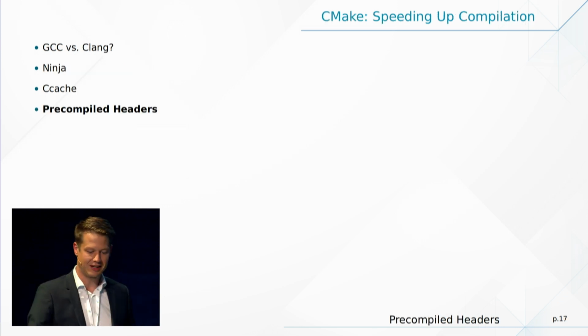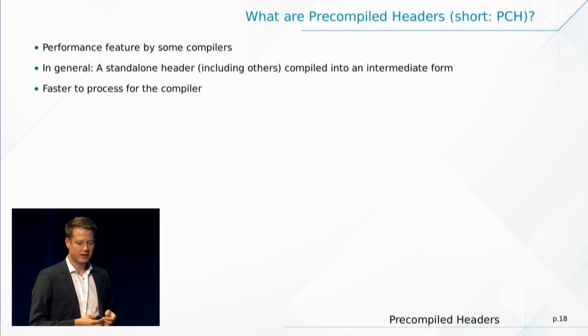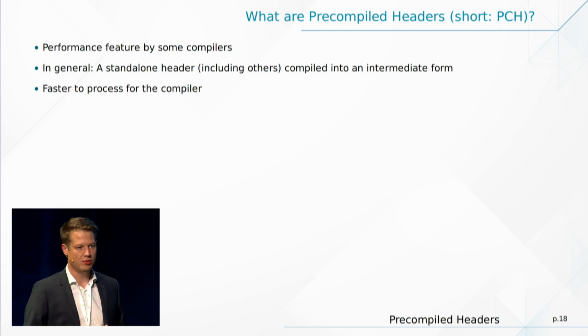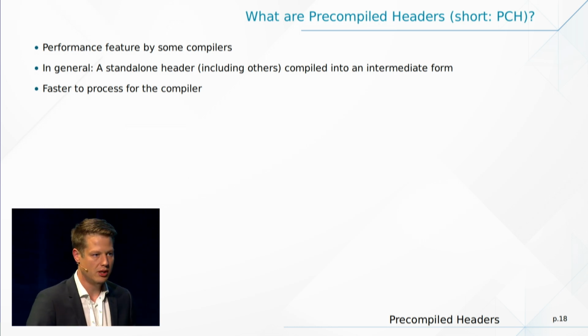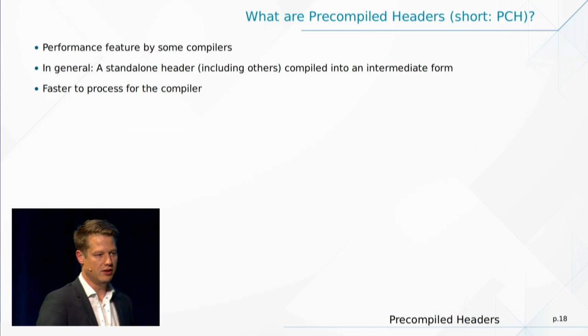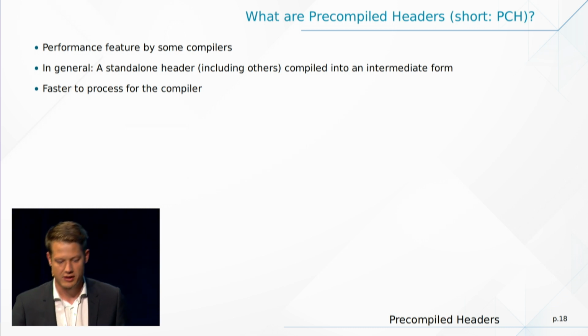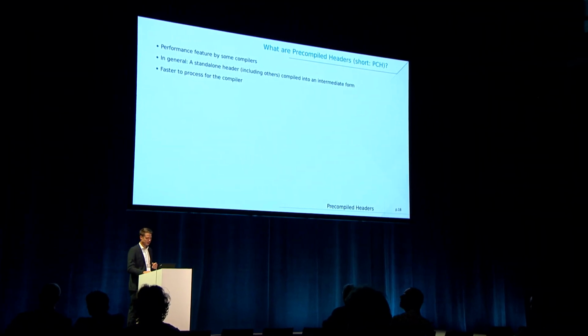Let's jump over to precompiled headers very quickly. So what are precompiled headers? There's another way to speed up builds by actually using compiler features. In general, what are precompiled headers? It's a standalone header, including others, which is actually being compiled into an intermediate form. Actually, the next time the compiler sees that, it doesn't need to do that whole parsing of the header to use the header when compiling CPP files. It's a lot faster for the compiler to process it in the intermediate form instead of having to reparse all that.